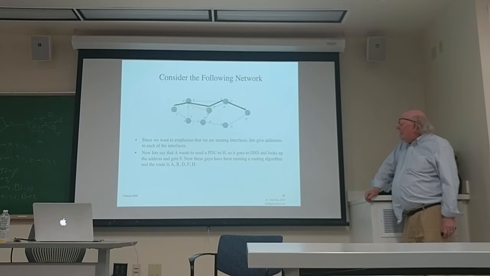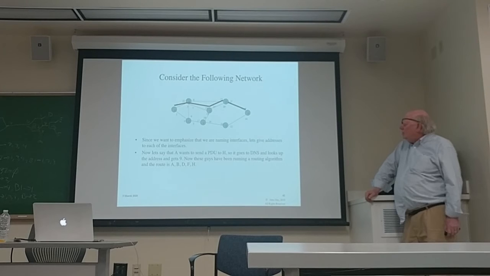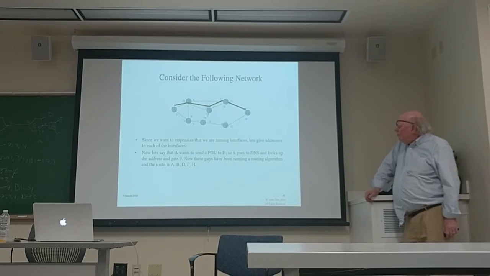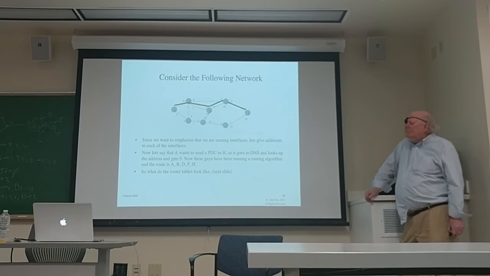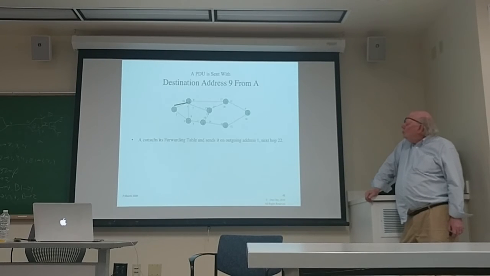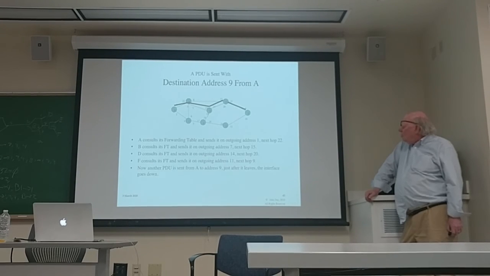Now, let's say that A wants to send a PDU to H. So it goes to DNS, looks up the address, and gets back 9. Now, these guys have been running a routing algorithm, and the route is ABDFH. So what do the router tables look like? They look like this. So what happens? A consults its forwarding table and sends it on outgoing address 1 to next hop 22. B consults its forwarding table and sends it on outgoing address 7 to next hop 15. D consults its forwarding table and sends it on outgoing address 14 to next hop 20, and so on.